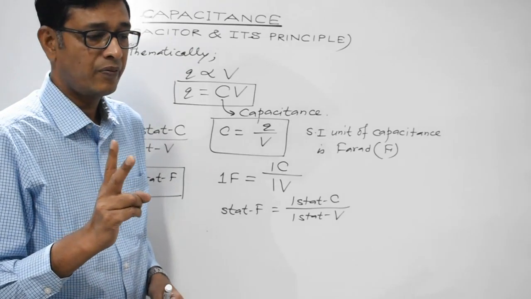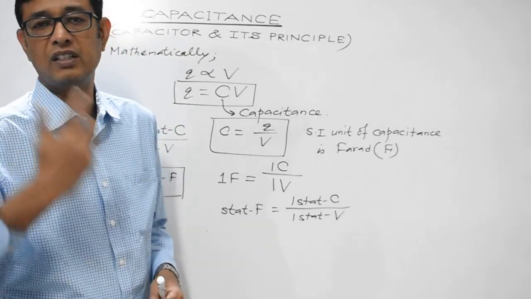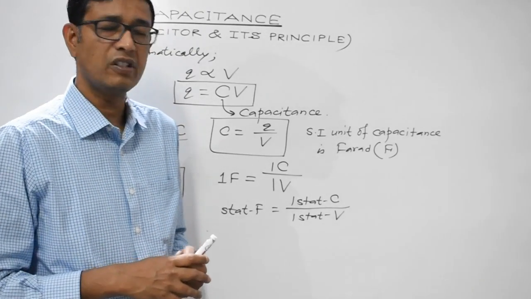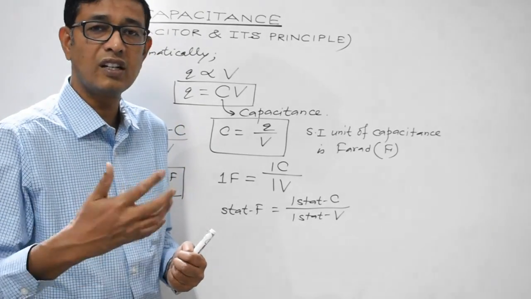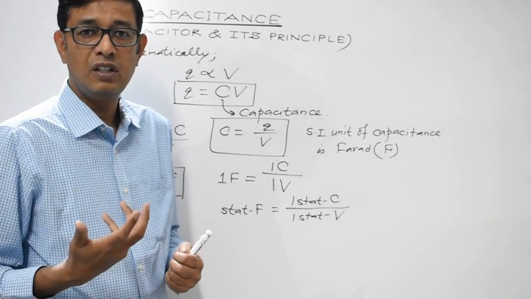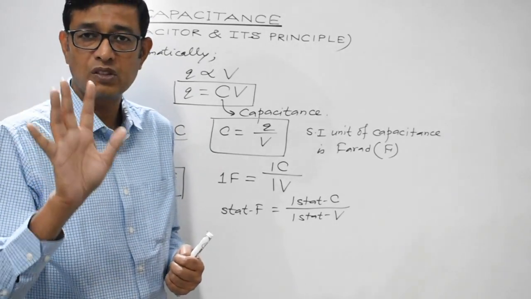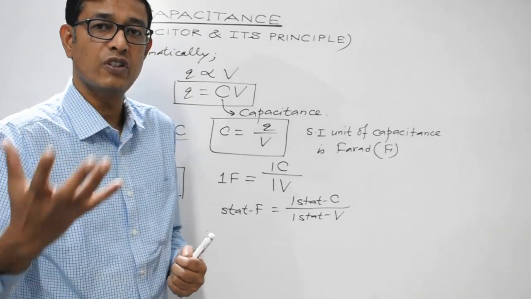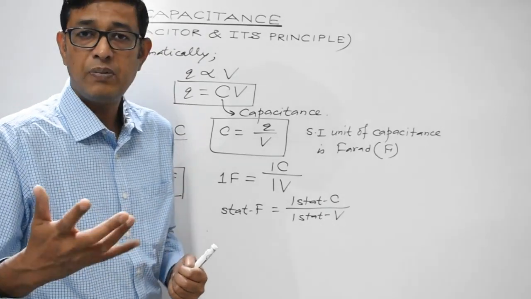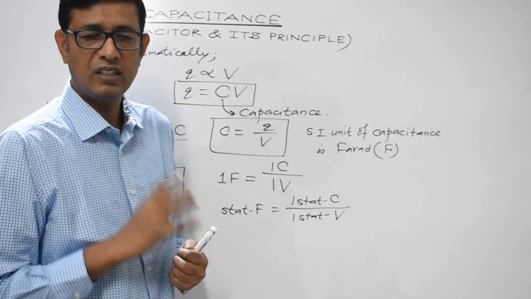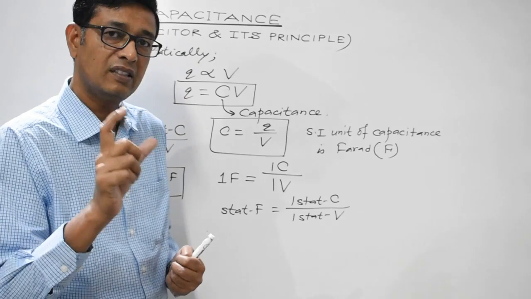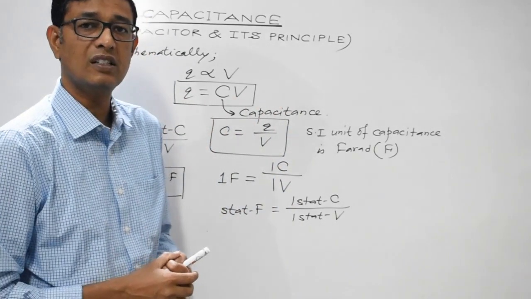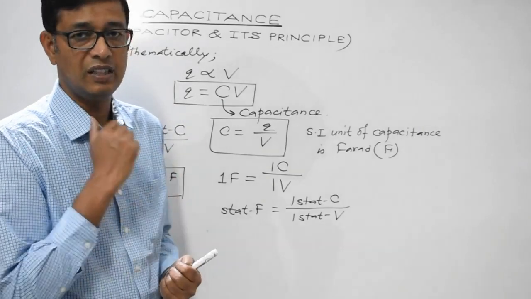Second point is, it depends upon the dimensions of the conductor. There are various types of capacitors which we will discuss: parallel plate capacitors, cylindrical capacitors, spherical capacitors. In all these scenarios, the capacitance of each of these capacitors depends upon their dimensions. Dimensions means shape and size. So these are a few factors on which the capacitance of a conductor or an arrangement depends.